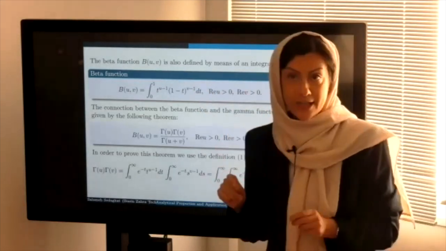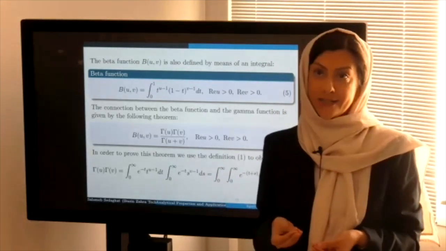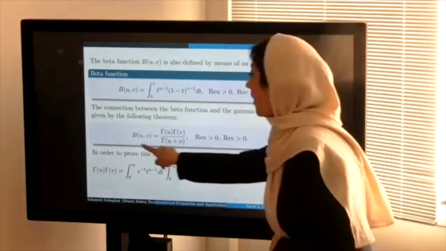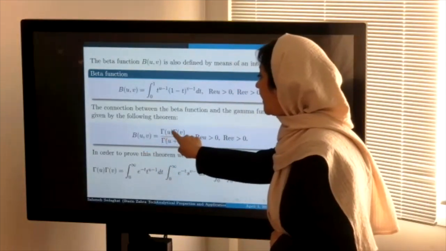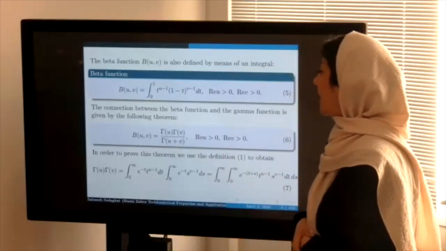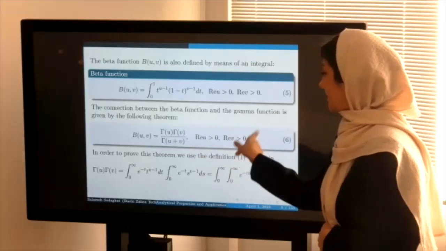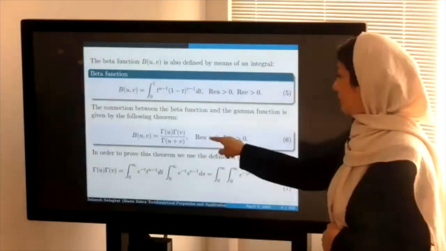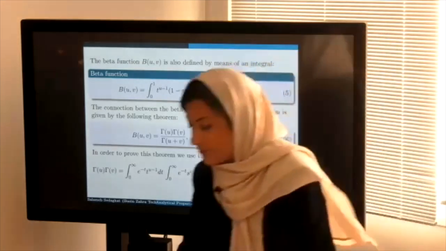There is a connection between the gamma function and the beta function. Beta of u and v is equal to gamma u times gamma v divided by gamma of u plus v. For these, the real part of u and the real part of v are bigger than 0. Now I want to prove that.